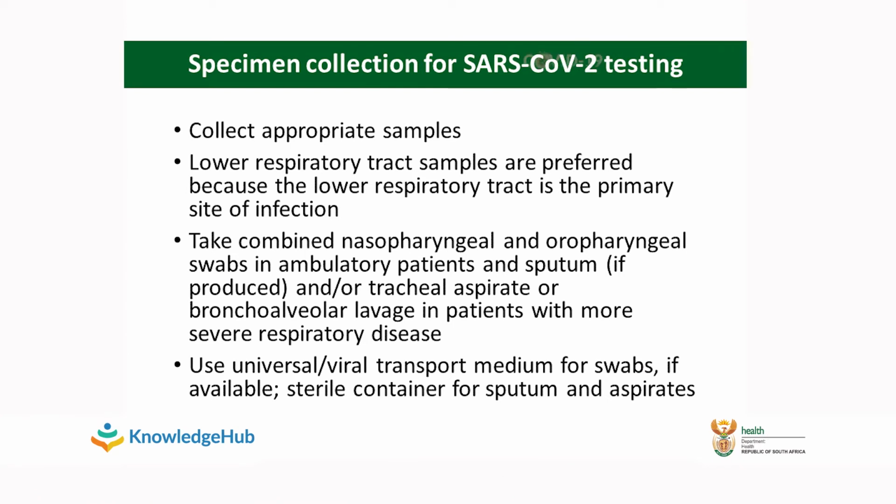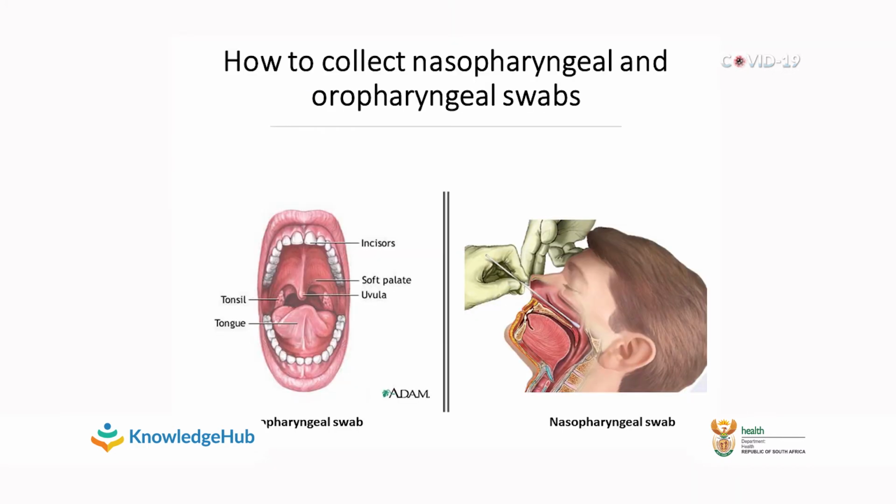Now, specimen collection is critical. You need an appropriate sample, and the lower respiratory tract samples are preferred. But you could also take a combined nasal and oropharyngeal swab. I'm going to show you a picture of a nasopharyngeal swab.